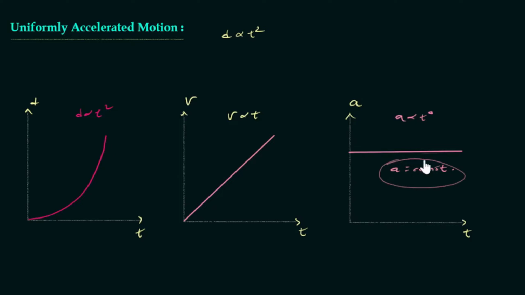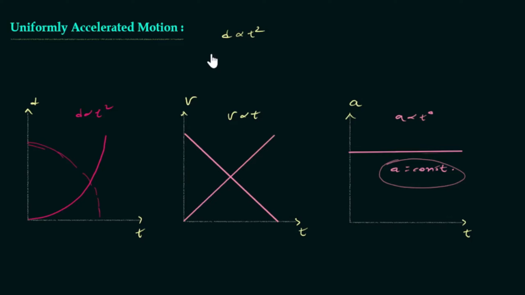In such kind of motion, acceleration is constant, it is not changing with time, while velocity is increasing with time. Our second kind of graph is uniformly retarded motion. In that case the graph will be like this, and velocity will decrease with time.